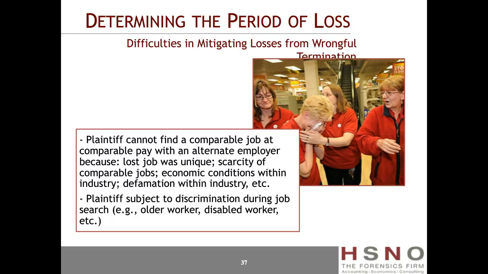The plaintiff may be just subject to discrimination during the job search. I've had a couple of cases where people had ankle or foot injuries or worked for big box stores and were being accommodated, and then were let go and were unable to find another retail job because of their disability.